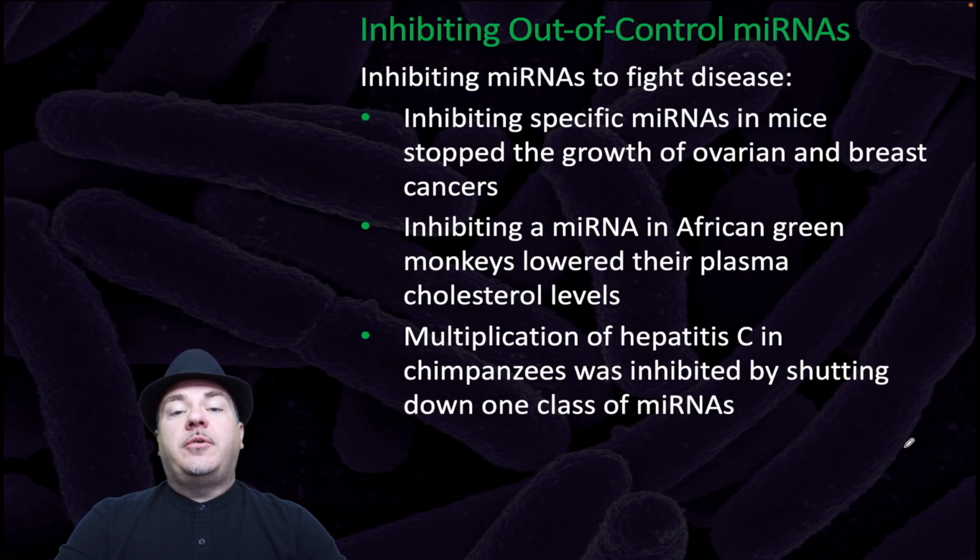We also can inhibit microRNAs to fight diseases. Inhibiting specific microRNAs in mice stops the growth of ovarian and breast cancers. Inhibiting microRNAs in African green monkeys lowers their plasma cholesterol levels. And multiplication of hepatitis C in chimpanzees was inhibited by shutting down one class of microRNAs.